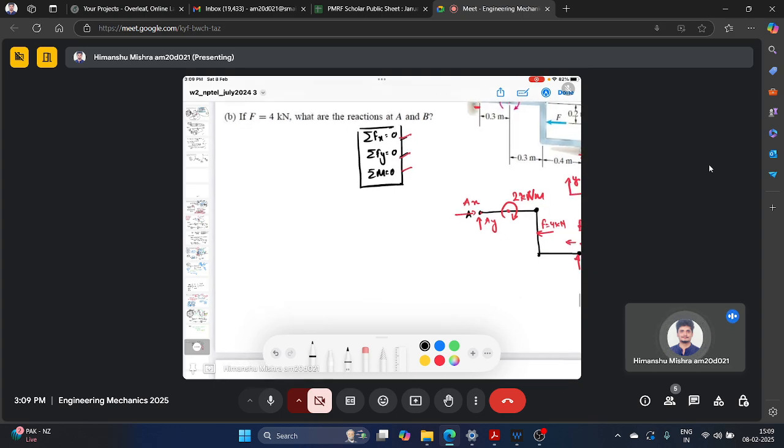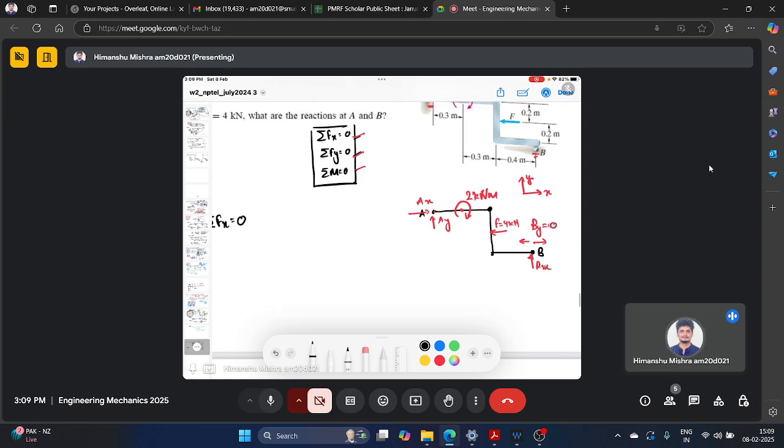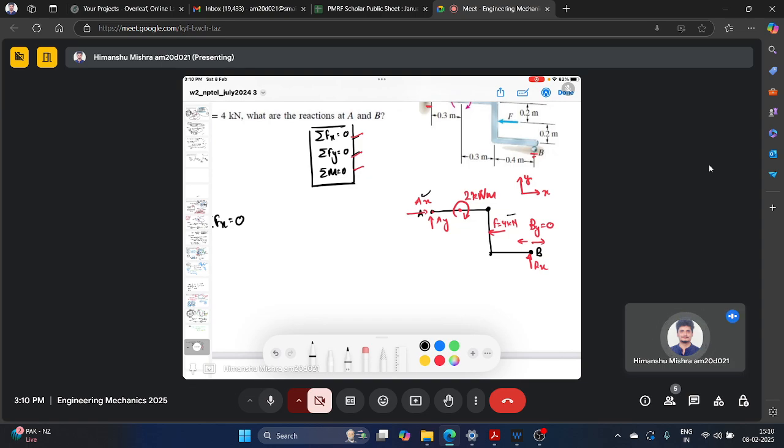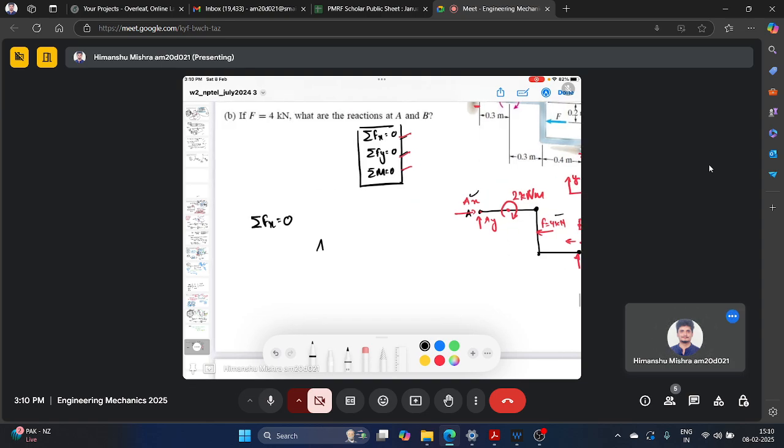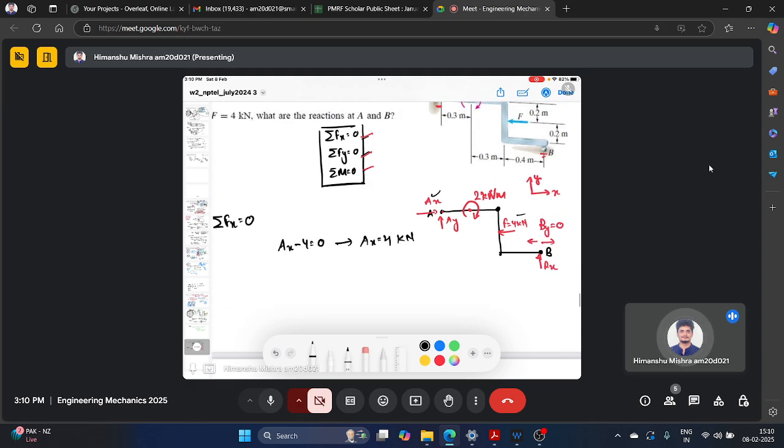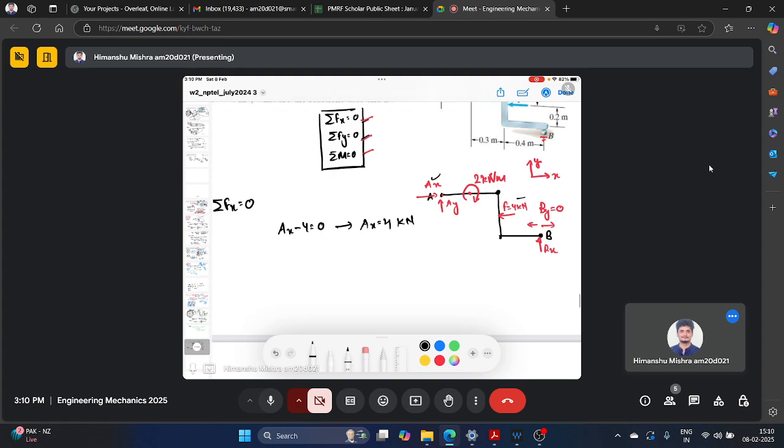If we consider the first equation, where the summation of force in the x direction is 0, then we can see there are only two forces in the x direction. One is Ax and this 4 kilonewton. So Ax minus 4 equals 0, which will give us Ax equals 4 kilonewton. Then let it be By. This should be Bx.